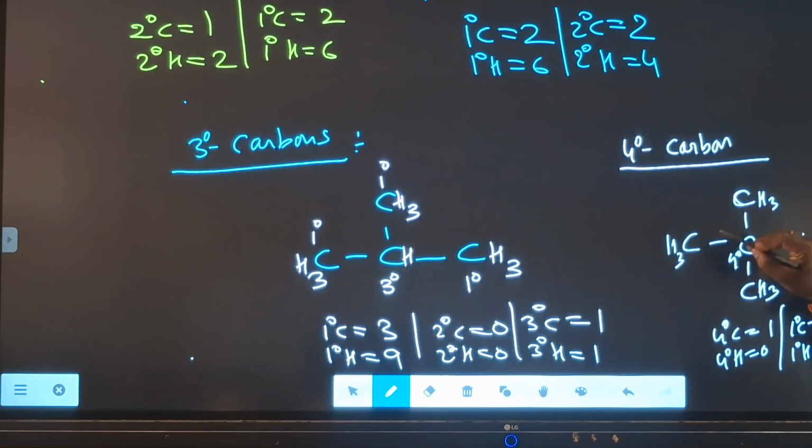Actually, the compound name is neo. If one carbon is attached to 4 carbons, it is known as neopentane. Neopentane, because all are single bonds. Pent means if an organic compound contains 5 carbons, it's called pentane. But when one carbon is directly attached with 4 carbons, it is called neopentane. Neopentane contains how many primary carbons? 4. How many quaternary carbons? 1. Write down. Completed.